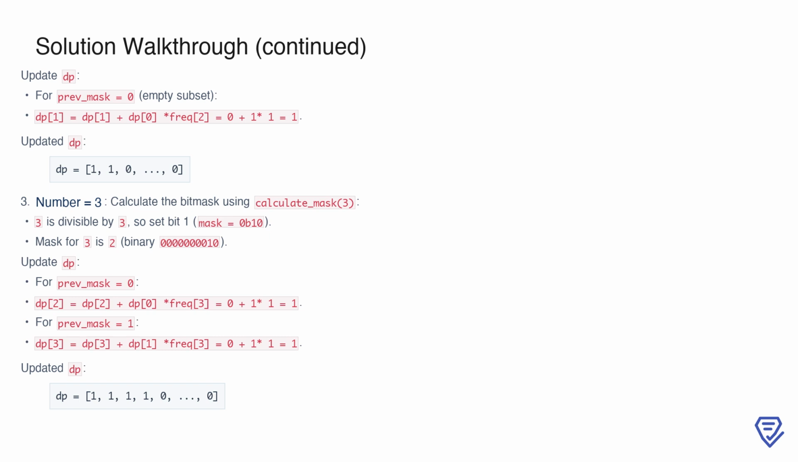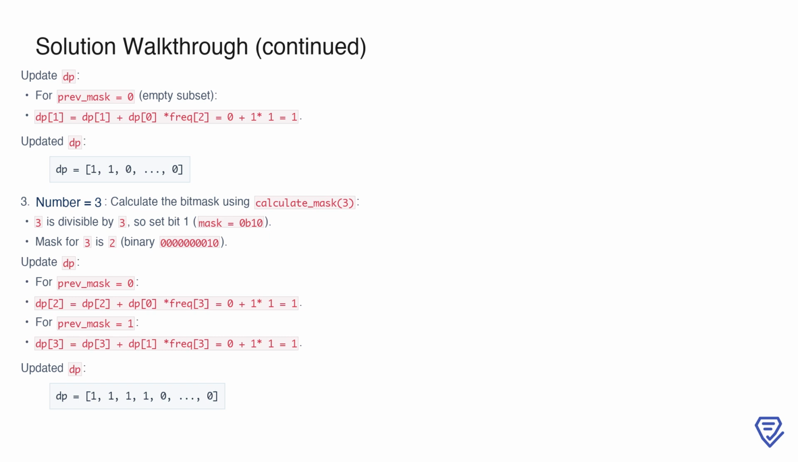Now we update the DP array for the number 2. For the previous bitmask prev_mask equals 0, which corresponds to the empty subset, we calculate the new value for DP[1], representing subsets where the prime 2 is included. Using the formula DP[1] equals DP[1] plus DP[0] times frequency[2], we get DP[1] equals 0 plus 1 times 1 equals 1. The DP array is updated to reflect this change and now looks like 1, 1, 0, 0.